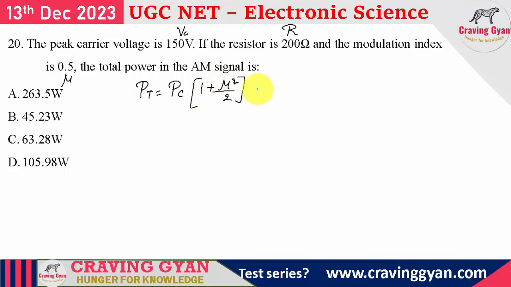Next, what is the value of PC? It is amplitude divided by resistance. Now, what is PC? AC divided by root 2, the whole square, all divided by R. So you're going to get AC square divided by 2R into 1 plus mu square divided by 2. Upon substituting and solving, you are going to get 63.28 watts. Option C is going to follow.